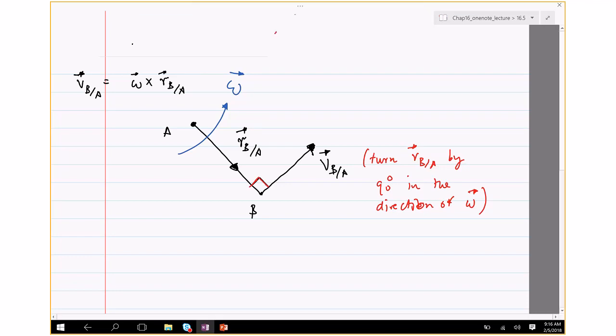Otherwise, we just solve it through matrix, right? Yeah. Otherwise, the other way, if you think that's too hard, is to write omega as omega k, and RB with respect to A as whatever in terms of i and j, and then you can cross. That's absolutely fine.